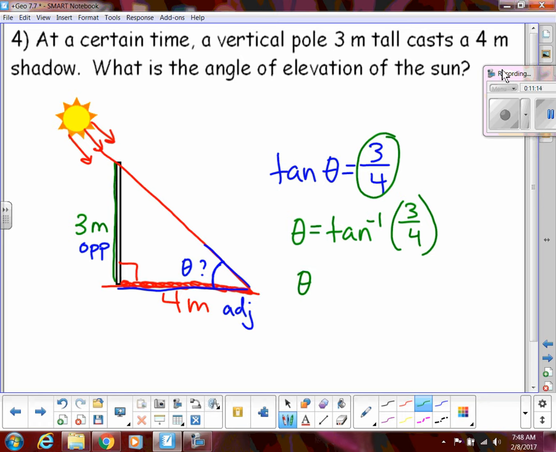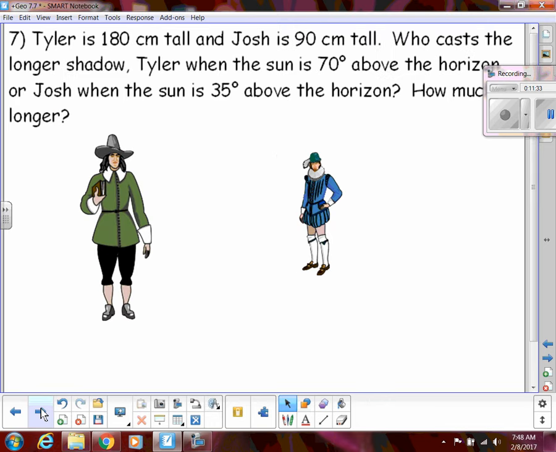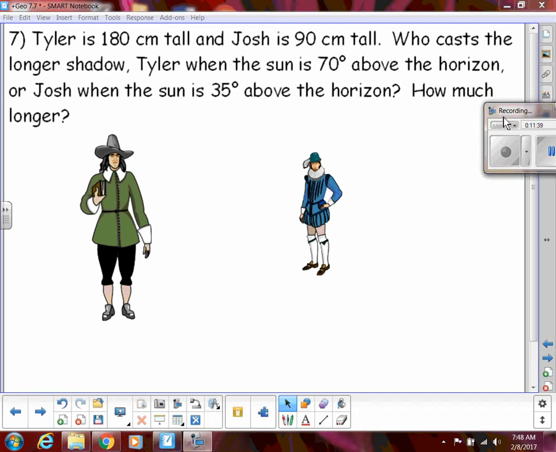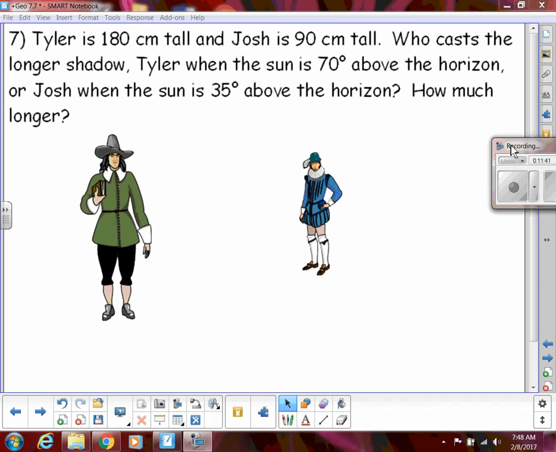I'm getting in my calculator about 36.87 degrees. Depending on how they want you to round that. So that angle of elevation of the sun is 36.87 degrees. That's how high the sun is up in the sky. So keep in mind that not all word problems are finding the angle, so you want to be able to be versatile. Make sure you read each one individually.